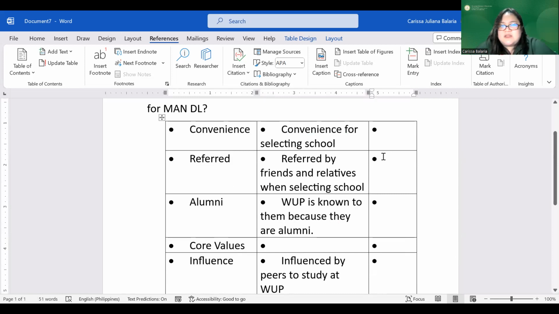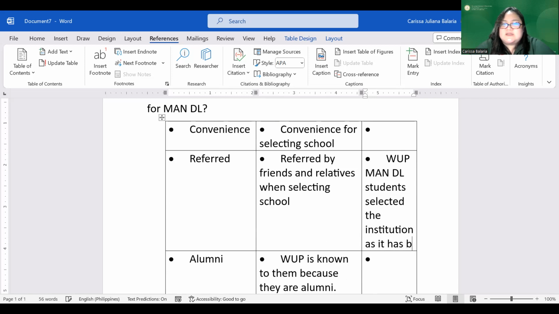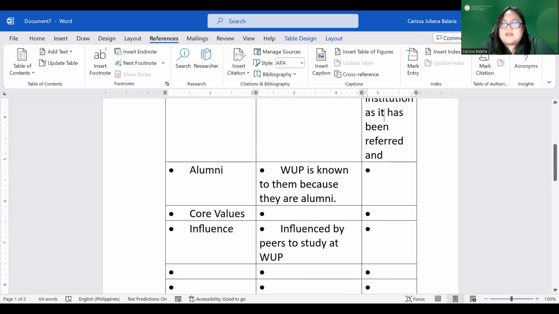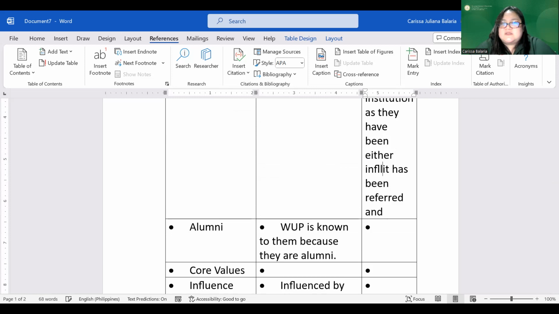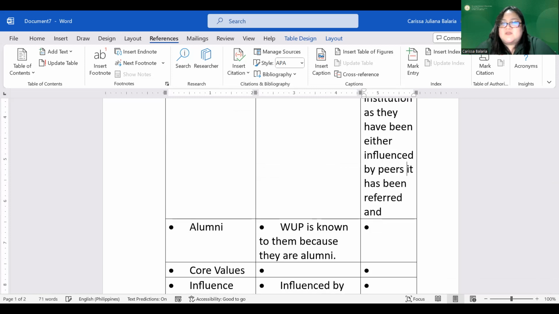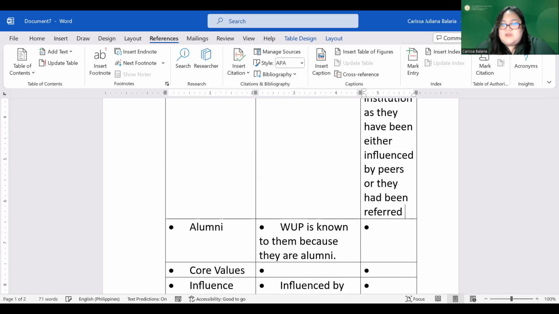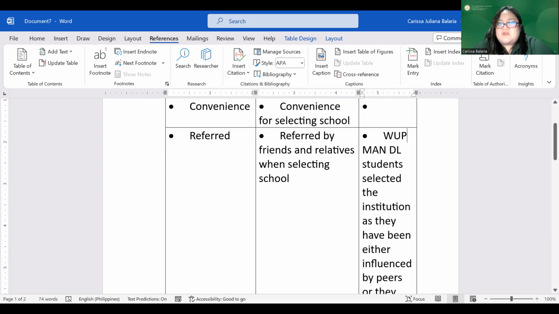So, ang end product nito ay: WUP MA students selected the institution as it has been referred and as they have been either influenced by peers or had been referred to the institution. So, yan yung magiging last statement nyo. That would be your description of the theme.